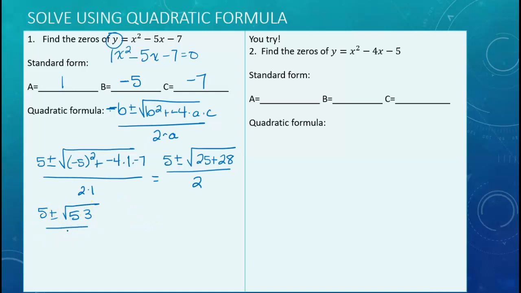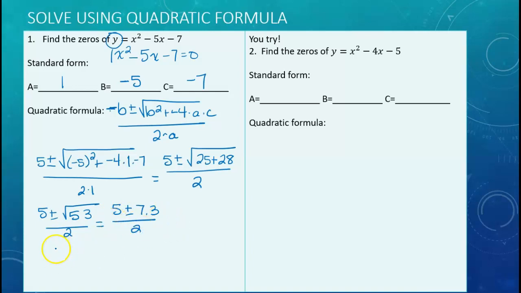Now, this is not something that I know how to graph. I don't know how to graph the square root of 53, so let me put that into my calculator, second square root of 53, and hit enter. I get 7.28, but if I'm rounding to the nearest tenth, that becomes 7.3.